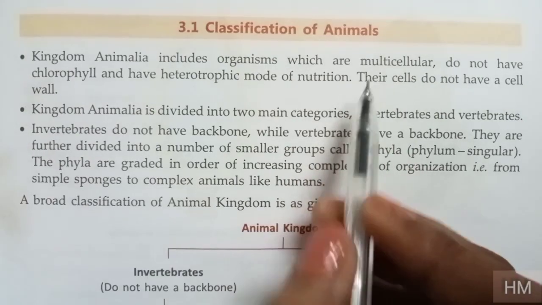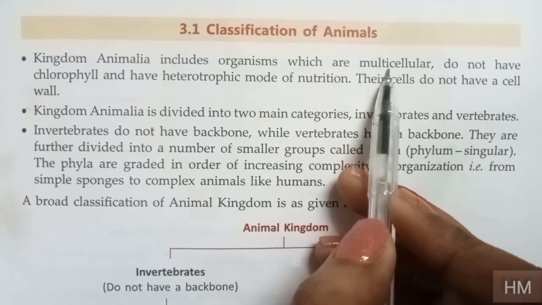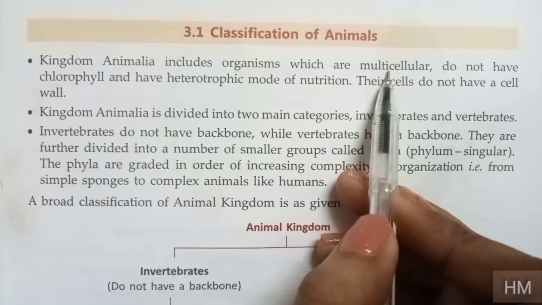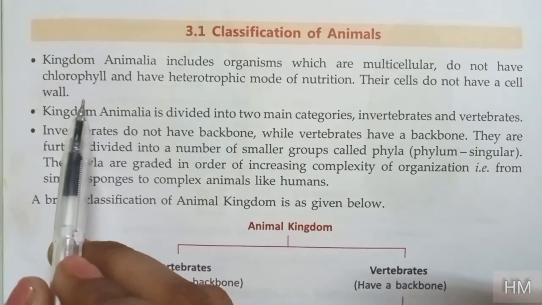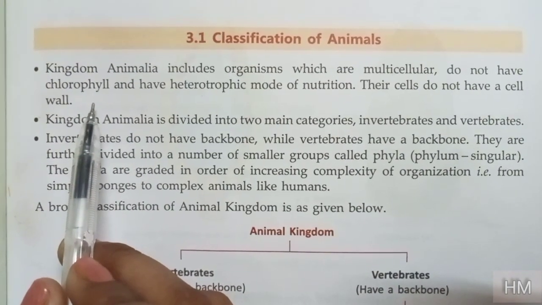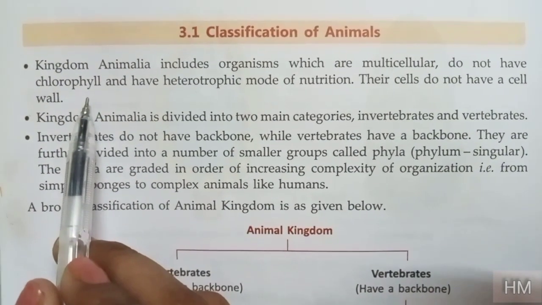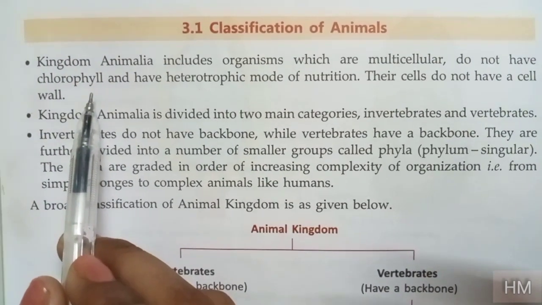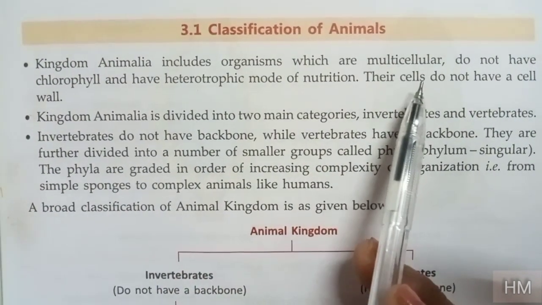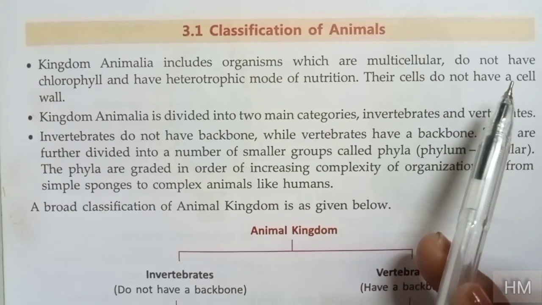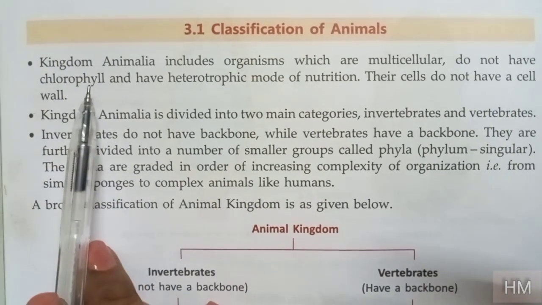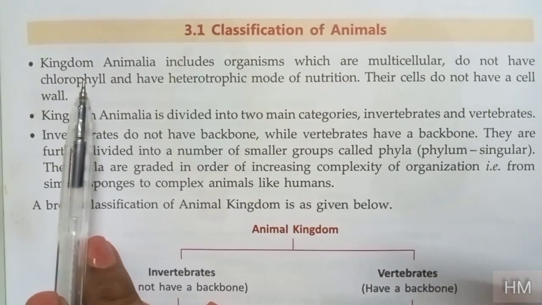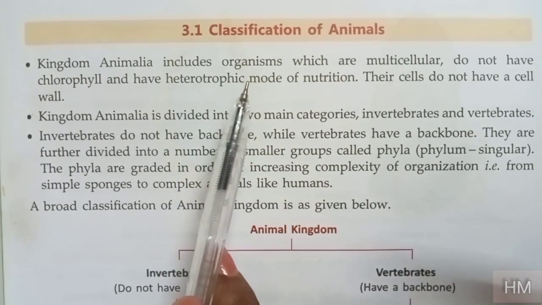Organisms which are multicellular, that means made up of many cells, and who lack chlorophyll, hence they cannot prepare their own food, and such animals are called heterotrophs. Whereas they also lack the cell walls, which is a feature of organism which belongs to the kingdom Animalia.